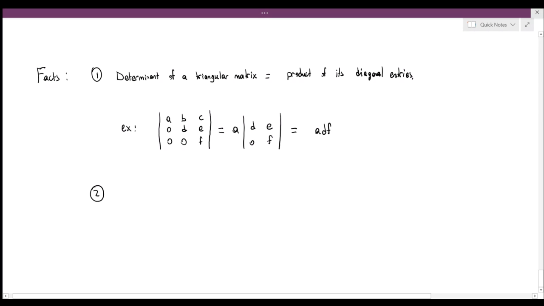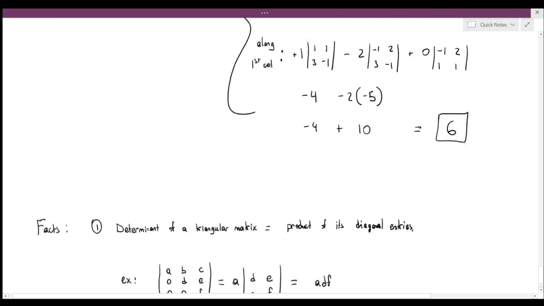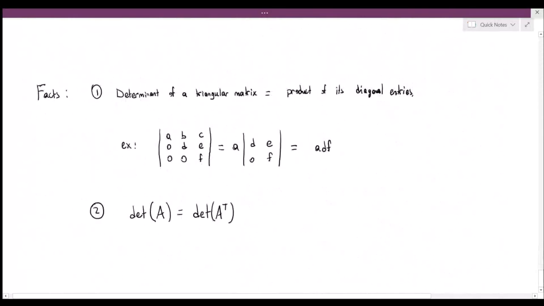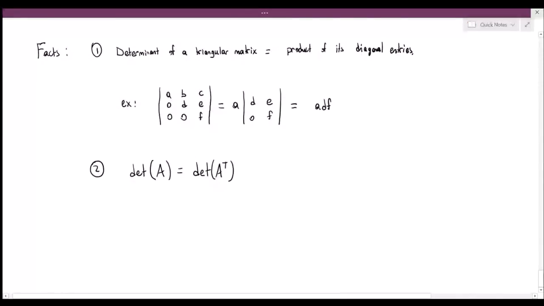Another fact that I'll note about determinants right now is that the determinant of A and the determinant of A transpose are the same. It's kind of reflected in the fact that when you're computing the determinant using cofactors, you can choose any row or any column, it doesn't matter, and you'll get the same result. So that ties into this fact that A and A transpose always have the same determinants.